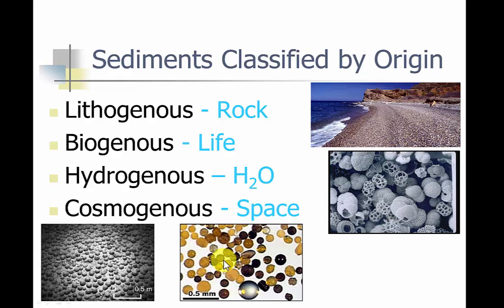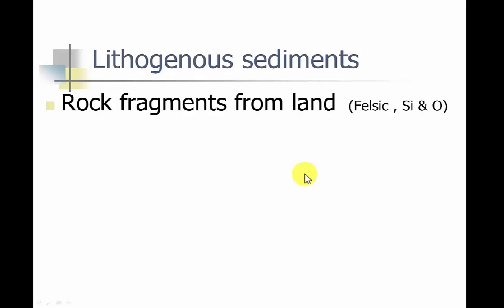They're called tektites, and they're basically pulverized asteroid pieces or pulverized silica, and we'll talk more about all 3 of these things. Today we're just going to talk about lithogenous sediments. So lithogenous sediments, these are rock fragments and they come from land. Primarily they're felsic minerals, high in silica and oxygen.